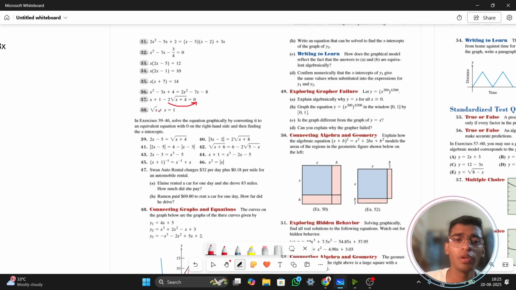Now for this one, what we'll be doing, root x equals 1 minus x, then we'll be squaring both the sides. Whatever we are getting, we'll be solving it, bringing it back to the same format and we'll solve it. Same goes for all these equations.